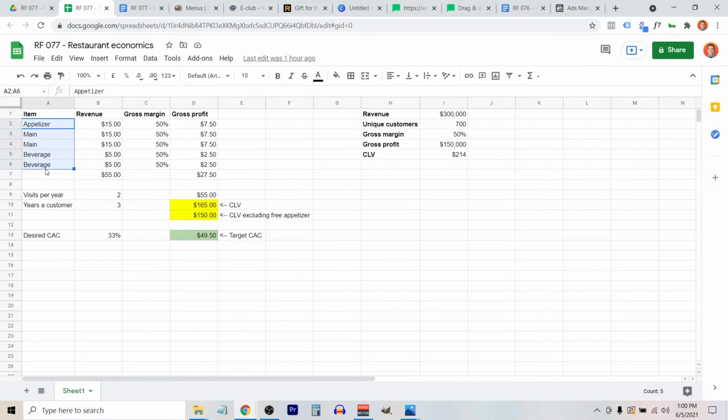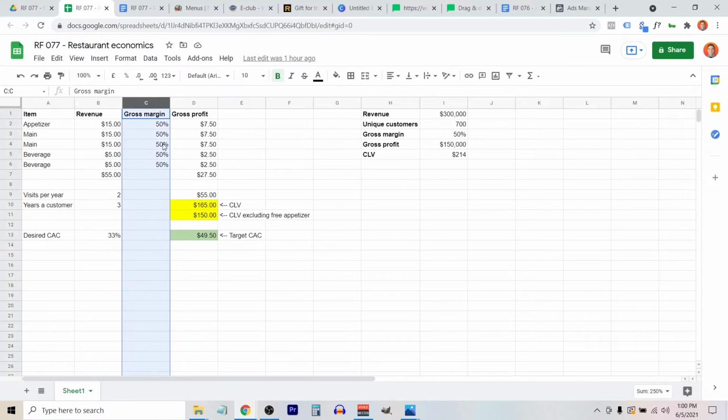So what we're looking at here is what a typical meal could look like when somebody comes in to your restaurant. We have an appetizer, which costs $15. Let's say it's two people coming in for a meal together. We've got two mains, two beverages. This is the total revenue earned, a $55 meal.